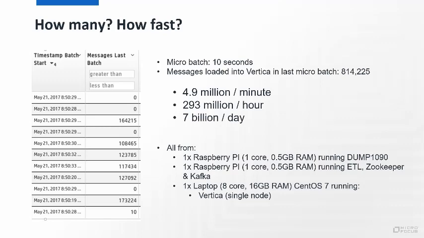A single core, half a gigabyte of RAM Raspberry Pi running the Dump1090 software. A second Raspberry Pi running the ETL process, Zookeeper and Kafka, and a laptop with 8 cores and 16 gigabytes of RAM running CentOS 7 and a single node of Vertica.